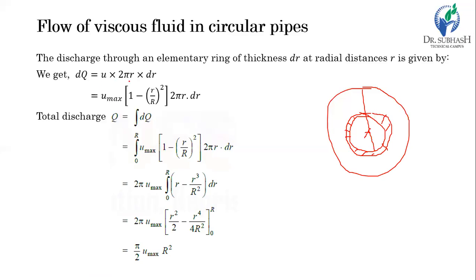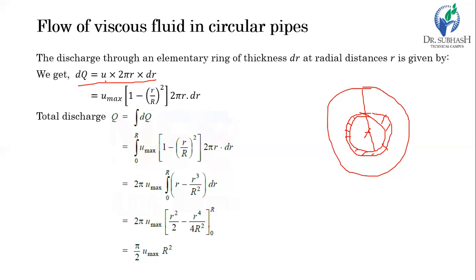So dq, as per the definition of volume flow rate or discharge, is equal to velocity into the area in which it is flowing. The velocity is u, and the area of this ring is 2 pi r dr. This is the equation of discharge flowing through a very small elemental ring.